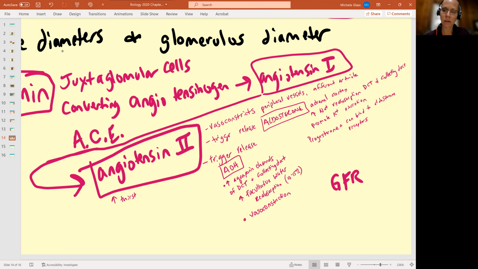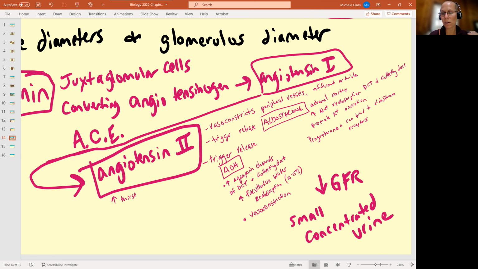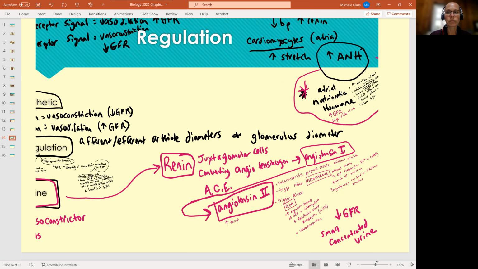I'm sorry, I'm working too fast here. We're decreasing the GFR. When we are constricting the afferent arteriole, we're reducing the blood flow into the glomerulus, so filtration rate would decrease. And we're also going to make a small amount of concentrated urine because we're reabsorbing water. We're reabsorbing that sodium ion.